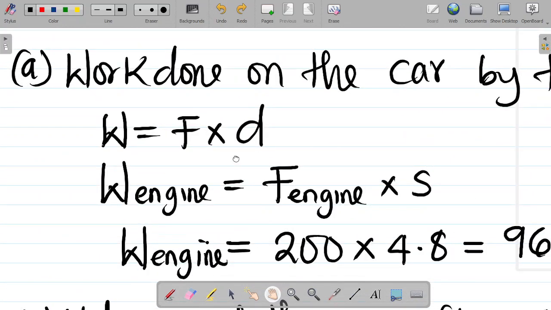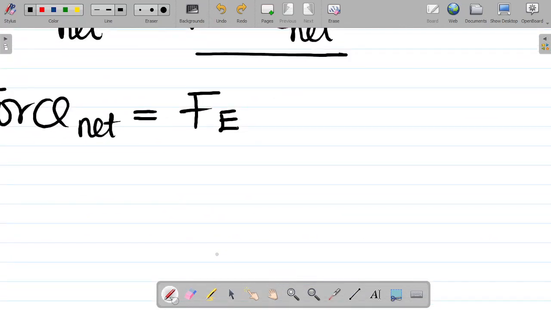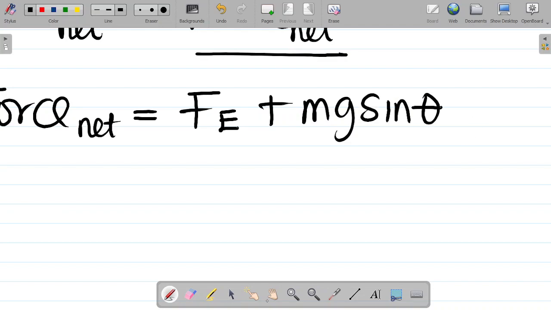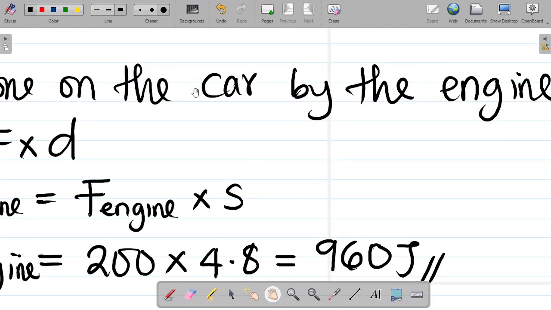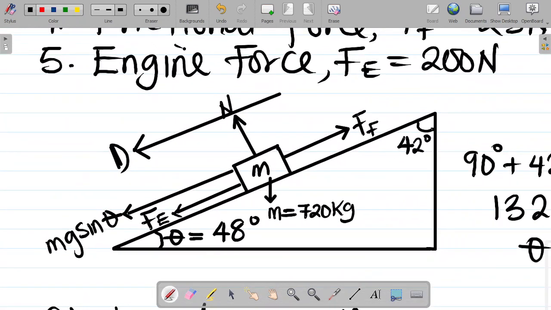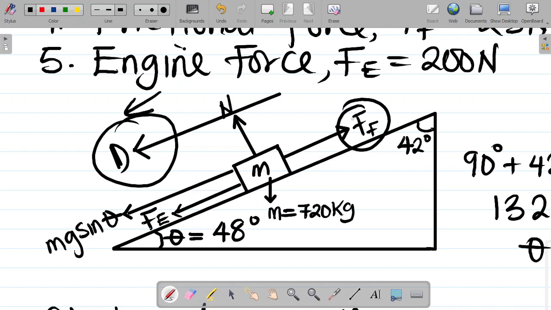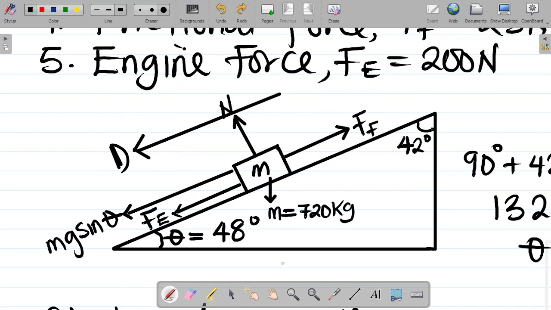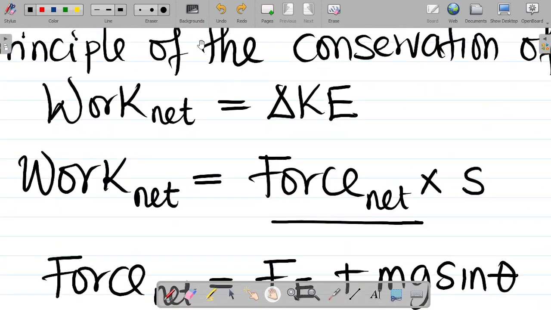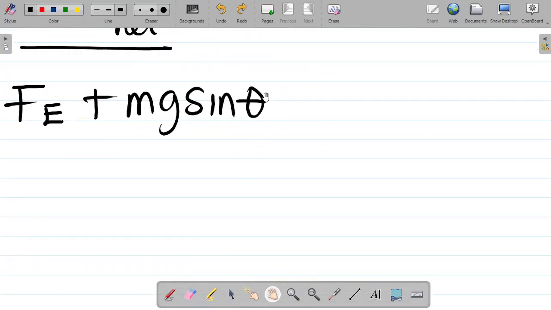So after FE, I'll write positive mg sine of theta. Next up, my next force would finally be the frictional force. But observe that frictional force and the direction are opposite. The direction is pointing downwards, frictional force is pointing upwards. So since it's in the opposite direction, it becomes negative. So it becomes minus the frictional force.